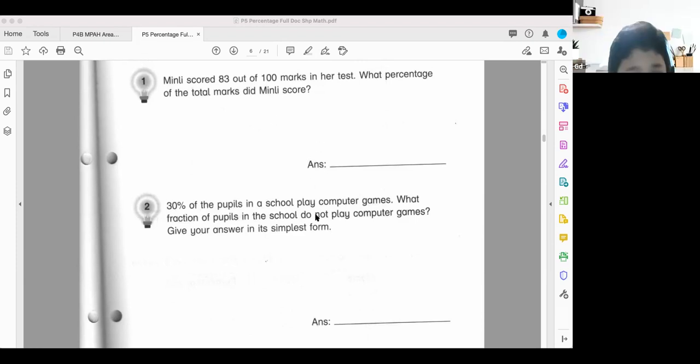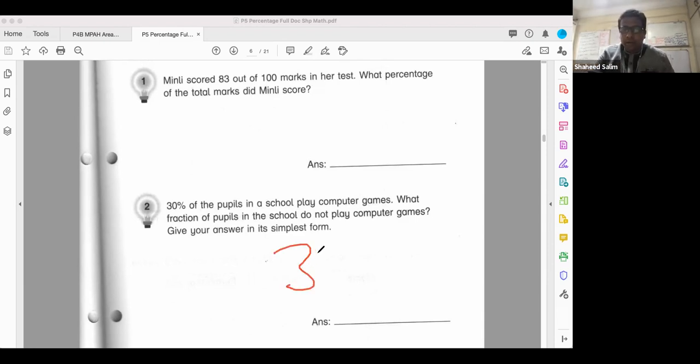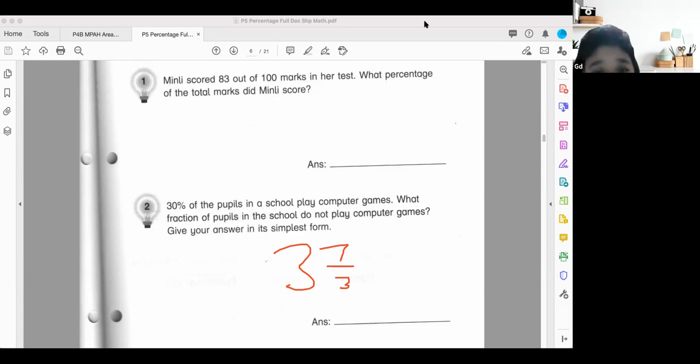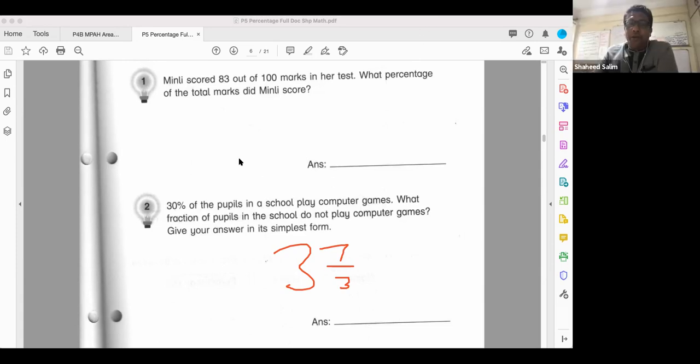Is it 3 whole 7 out of 3? 3 whole 7. Can you write the number on the screen? 3 whole 7 out of 3. Yeah, something is wrong lah. Let us see. Or 3 out of 10. Okay, not sure. No problem. Now let us see.